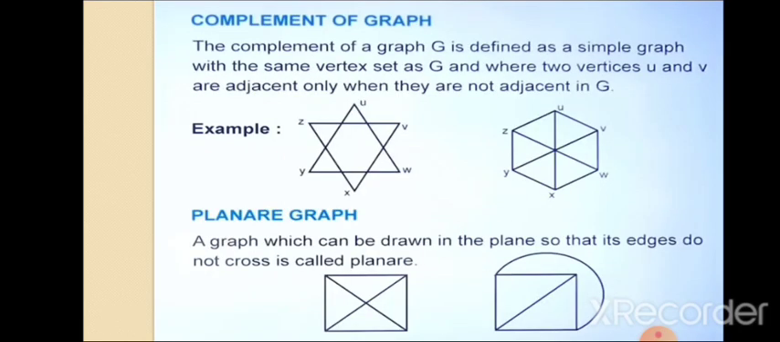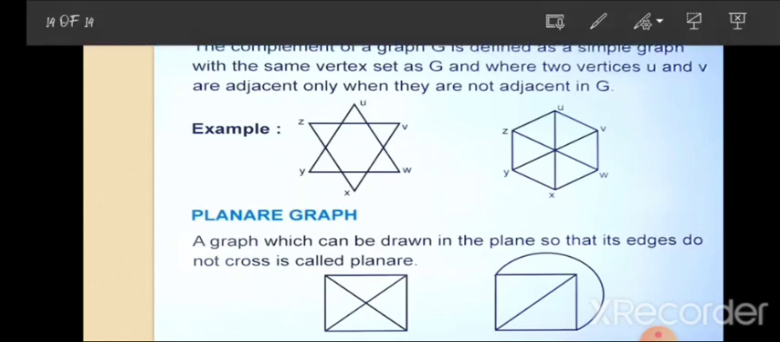Next is complement of a graph. The complement of a graph G is defined as a simple graph with the same vertex set as G, where two vertices U and V are adjacent only when they are not adjacent in G. That is, if we take this graph, now if we draw an edge from Z to U, U to V, V to W, that is, connect all those vertices which are not connected, and all those which are connected, if we remove them, then we get the complement of this graph. Then we get this diagram after doing so. So this is the complement of this graph.